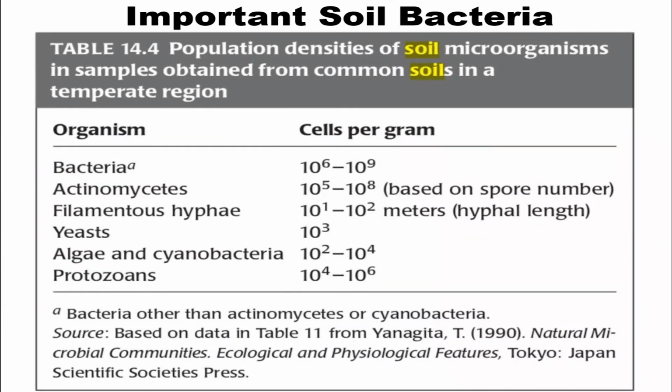So moving on with this, some of the important soil bacteria, as you can see, are classified depending on the population. So this is a table depending on the population. So the bacteria are the ones which are mostly present in soil. Then comes Actinomycetes, then we have filamentous hyphae, we have yeast, we have algae and cyanobacteria, then we have protozoans. Alright, so this is a population table of all of the organisms present in soil.